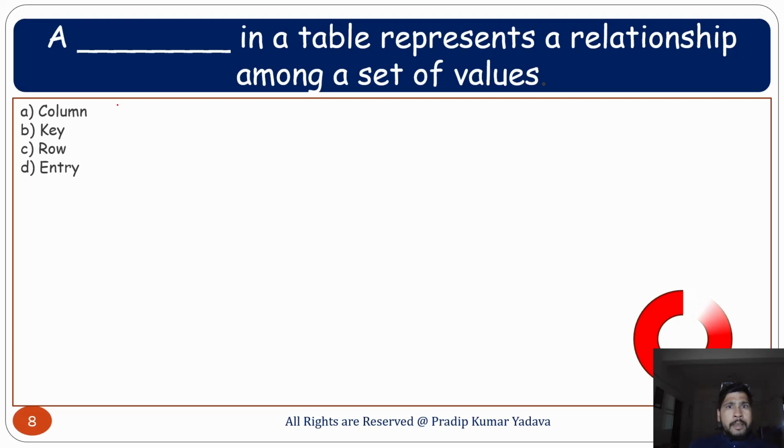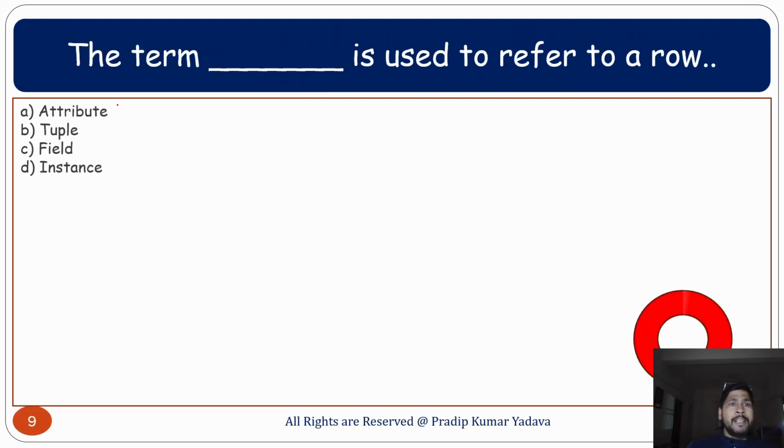Now, it in a table represents a relationship among a set of values. So basically here key is a correct option, because key is used to create a relationship between tables, like you can take example of primary key and foreign key. So basically primary key and foreign key are used in a relational database management system to create relationship between the tables. So in relational database management system, basically tuple is used to refer to a row or record. So option B is correct option.